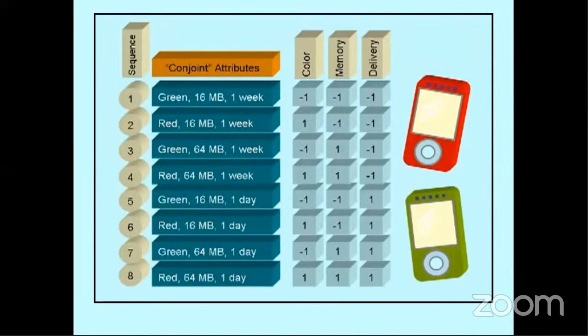See all the combinations now. Green again -1, 16 MB was -1, 64 MB is +1. Red +1, 64 MB, 1 week, -1. Now in the case of 1 day, it is 111. So the entire design has been created. Now why is this necessary? Because for carrying out this type of analysis, the design has to be created, and this is a design.